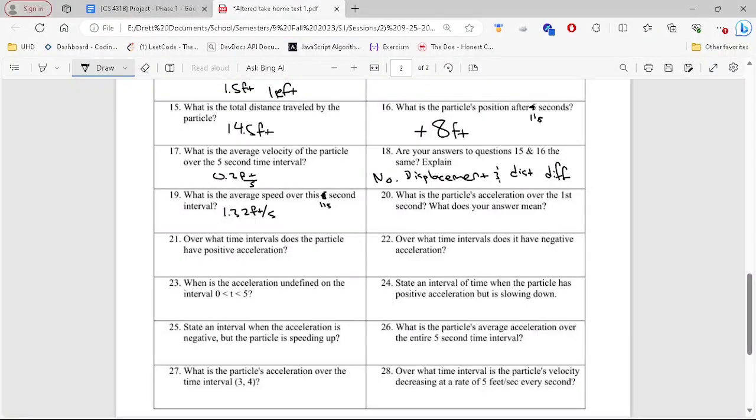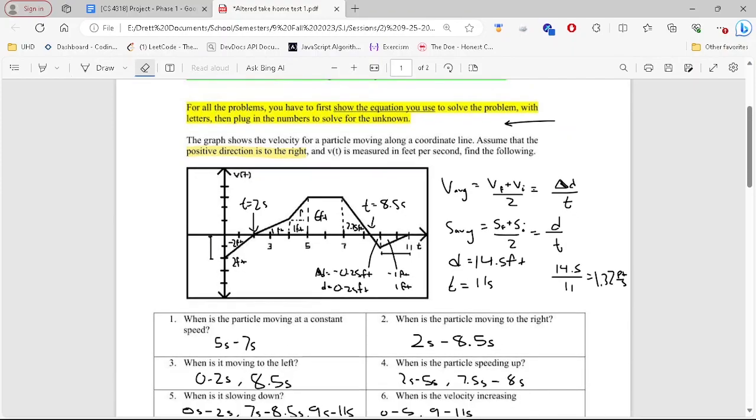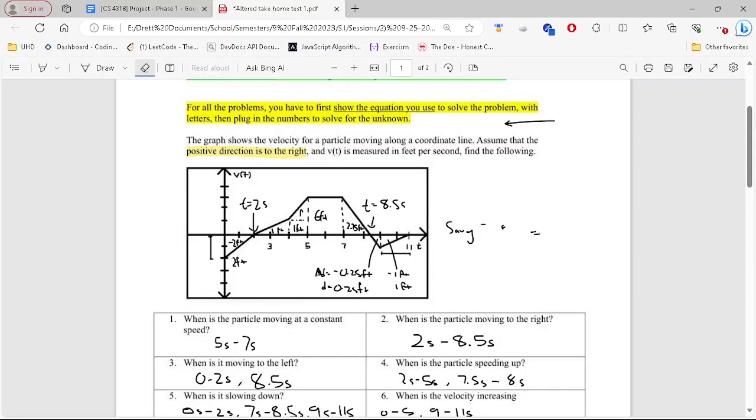What is the particle's acceleration over the first second? What does your answer mean? Okay, let's see. So acceleration. Write down the formula for acceleration very quickly. Okay, so acceleration is going to be equal to change in velocity over time. That is going to be acceleration.